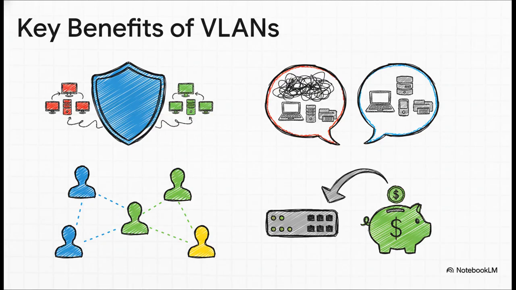First, you get way better security, because you can keep, say, the finance department's data completely walled off from the rest of the company. You also get better performance, because a broadcast from the sales team doesn't slow down the engineering network. And on top of all that, you get this incredible flexibility. You can group people by their job function, not just by where their desk is physically located. And the best part, you can do all of this without buying a single new piece of hardware.